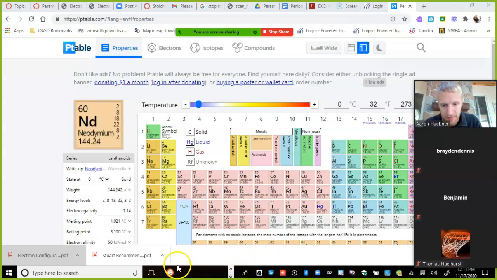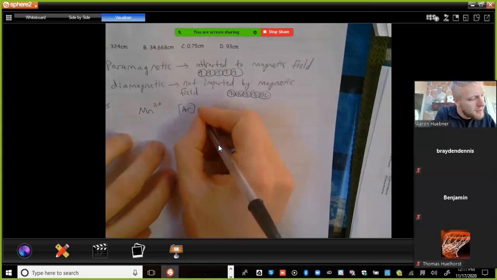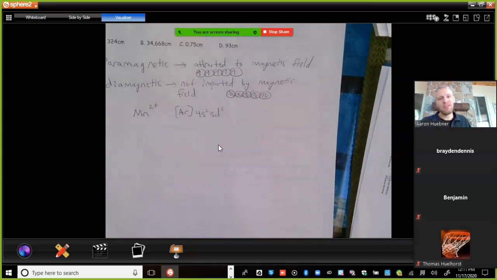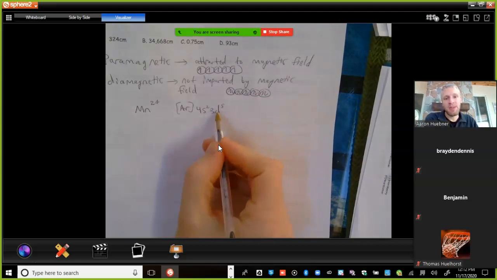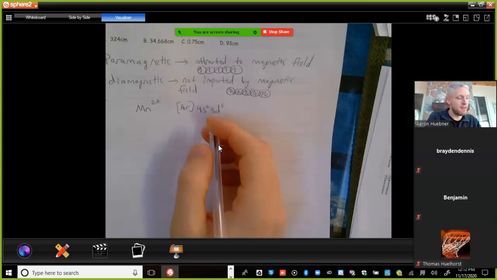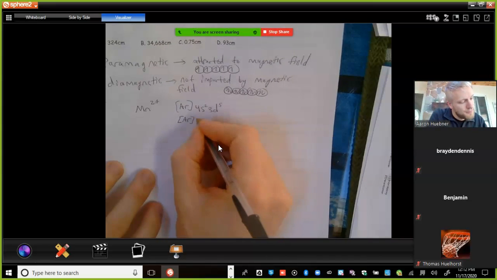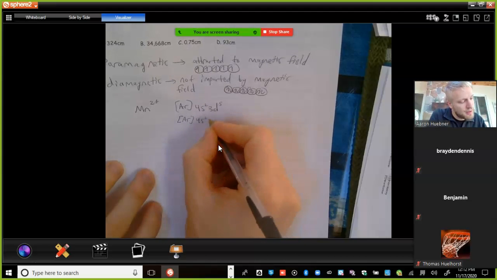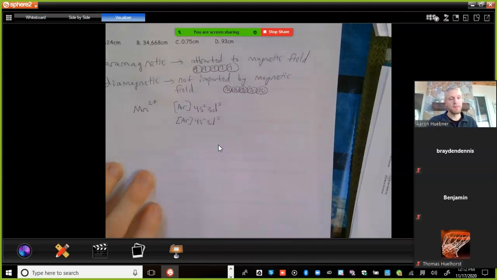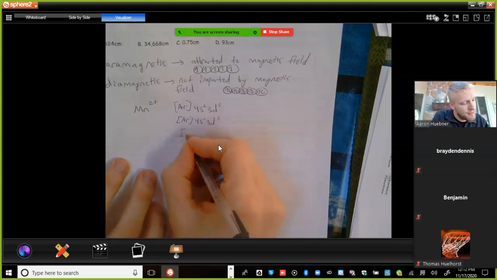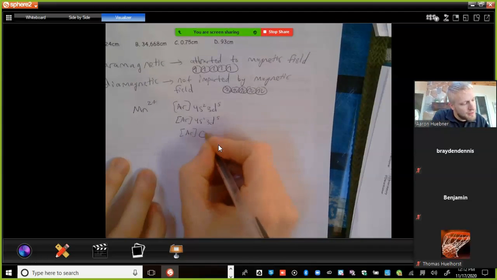4s2, 3d5. But we said it was manganese 2+, so we've got to take 2 electrons out of there. No, we don't take them from the 3d. We've got to take them from the 4s, the outermost energy level. So technically, this is going to be written as argon 4s0, or just 3d5. All right, so let's do the orbital filling diagram for this one. There's going to be nothing in the 4s.